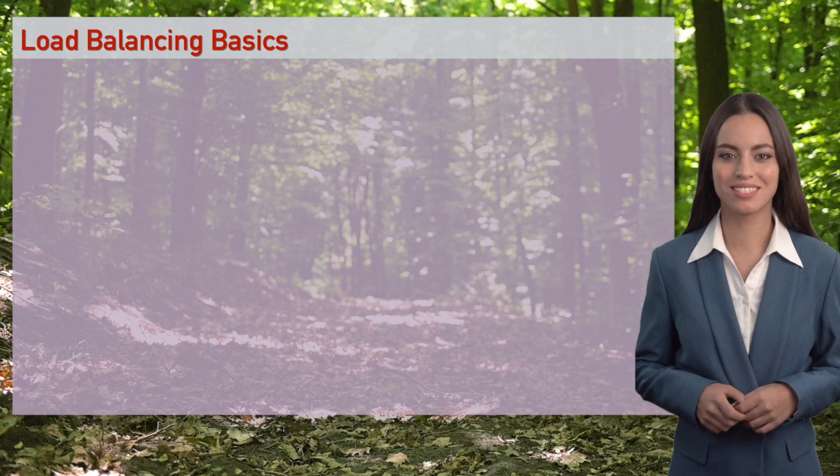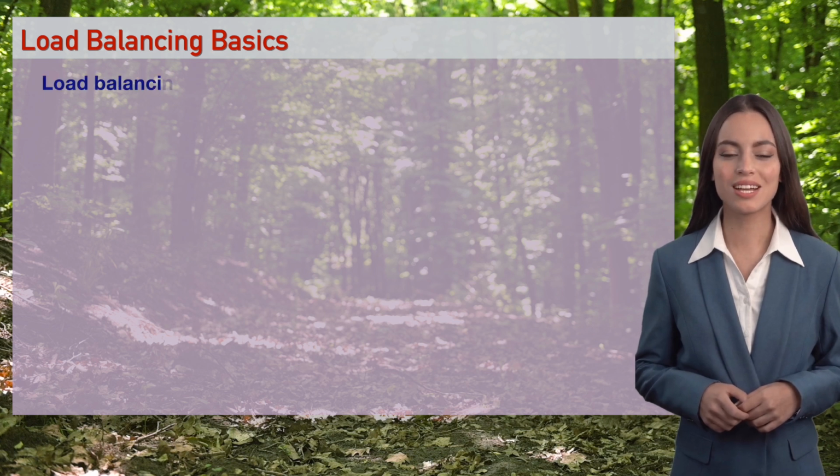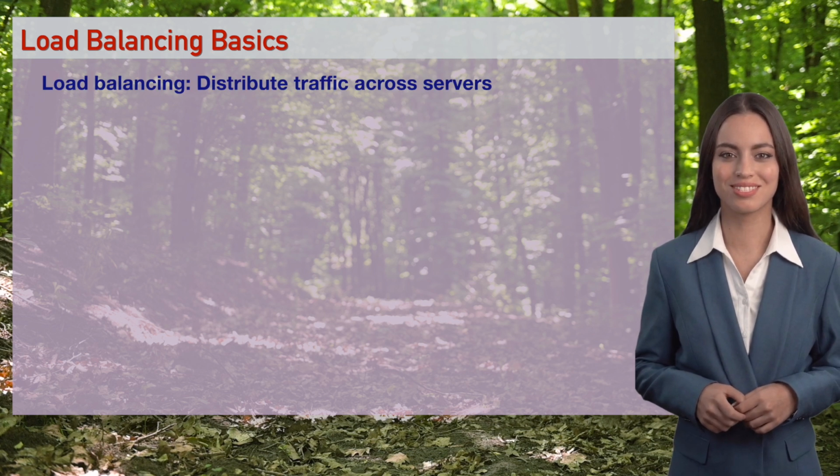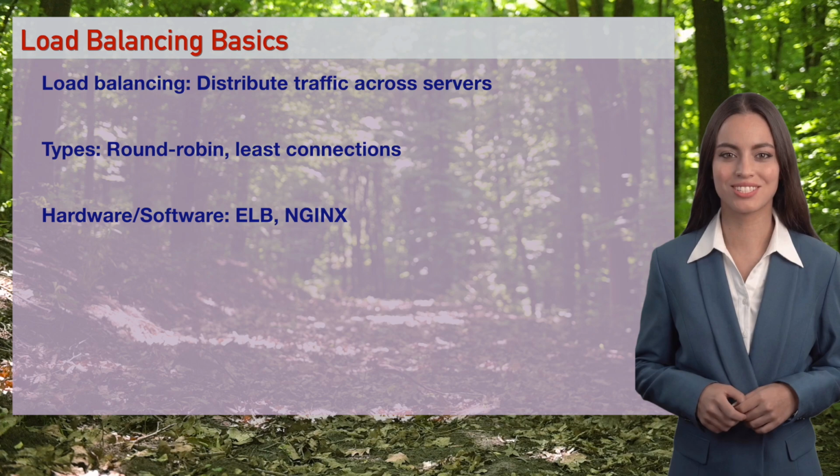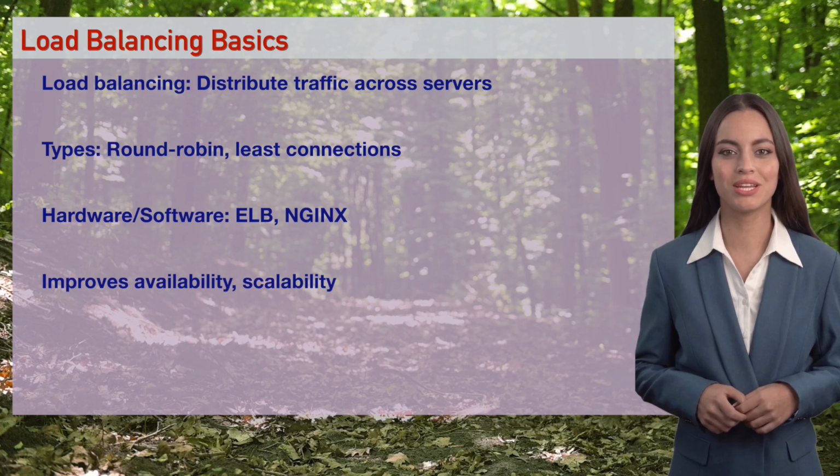Load balancing basics. It distributes incoming traffic across multiple servers to prevent overload, ensuring even utilization. Types include round robin for sequential assignment and least connections for directing to the least busy. Use hardware appliances or software like AWS ELB or NGINX. This boosts availability by failover and scalability by adding nodes.